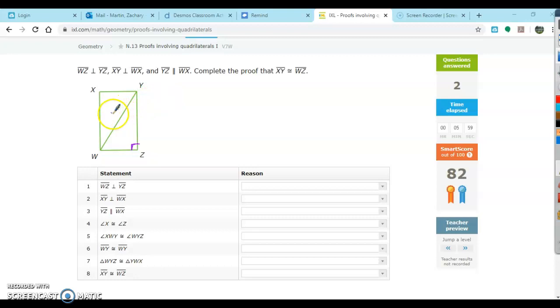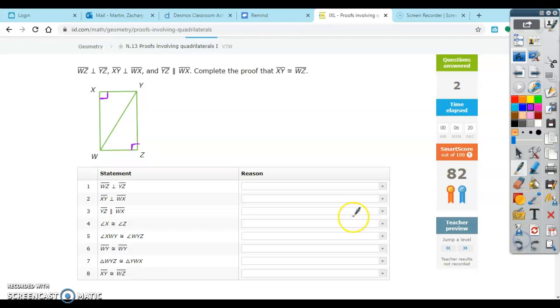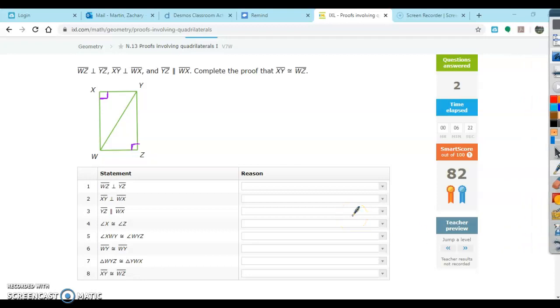XY is perpendicular to WX. So we've got segment XY perpendicular to segment WX. We'll put a perpendicular right angle symbol there. And YZ is parallel to WX. So we know that segment YZ, all right, that's my best attempt at a triangle right now. We're going to try that again. So we know that YZ, a little bit better, YZ is parallel to WX.